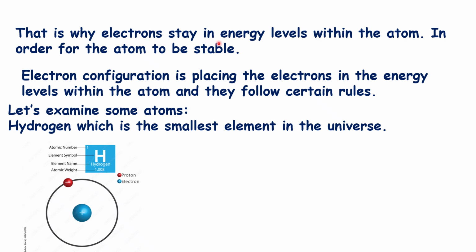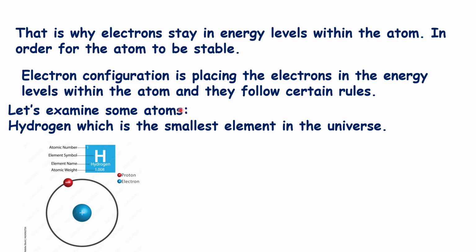Electrons stay in energy levels because they are attracted towards the positively charged nucleus. And all of these forces keep the atom stable, and the electron configuration is placing the electrons in the energy levels within the atom. They follow certain rules.